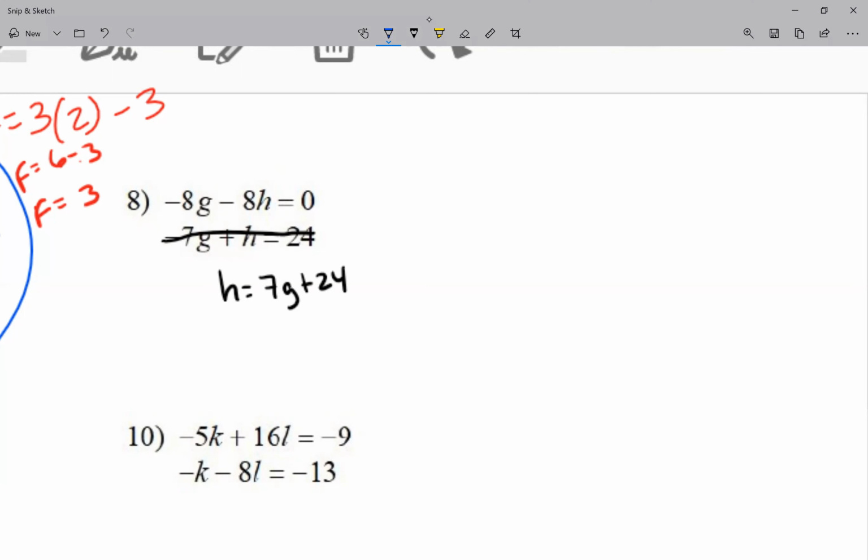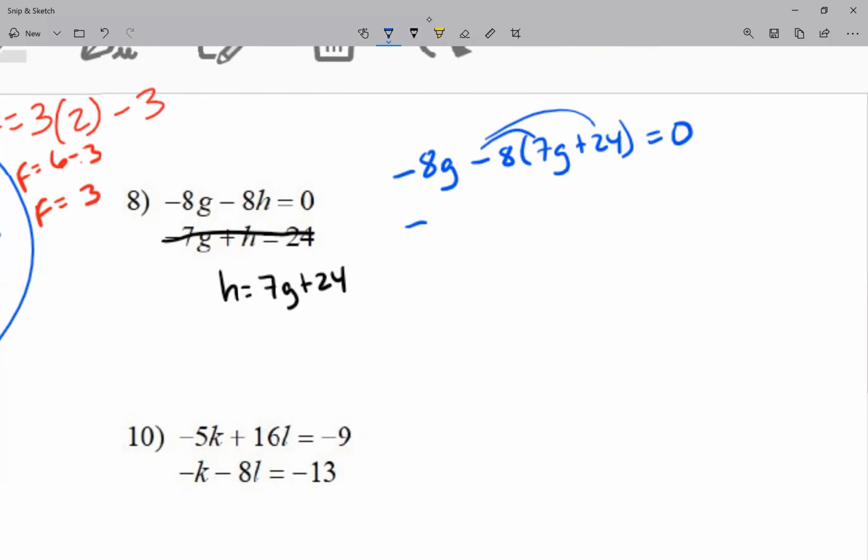But instead of h, I'm going to use 7g plus 24. So let me rewrite that as negative 8g minus 8, but inside parentheses, I'm going to write 7g plus 24. Now this is equal to 0. All right, I replace the value of h. Let me get rid of parentheses. So this negative 8g has nothing to do with parentheses. Let me distribute the negative 8. Negative 8 times 7 is negative 56g. Negative 8 times 24 is negative 192. This is equal to 0.